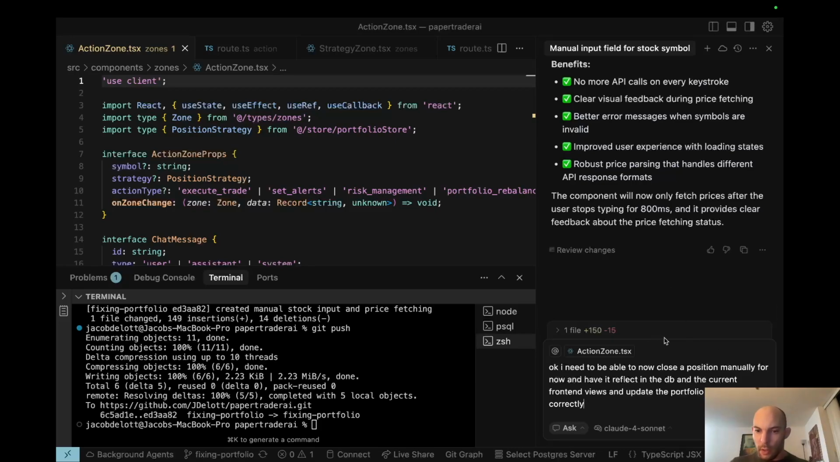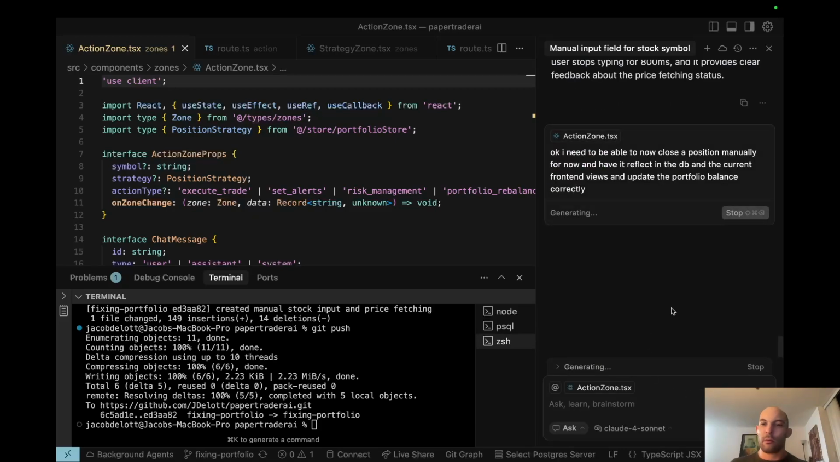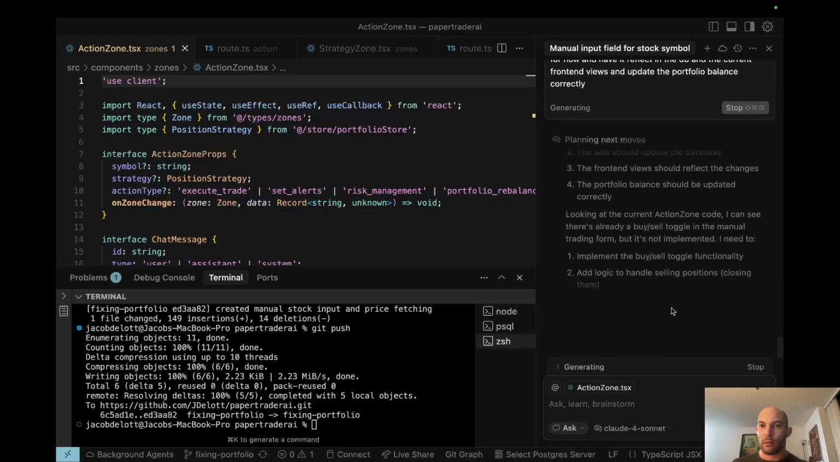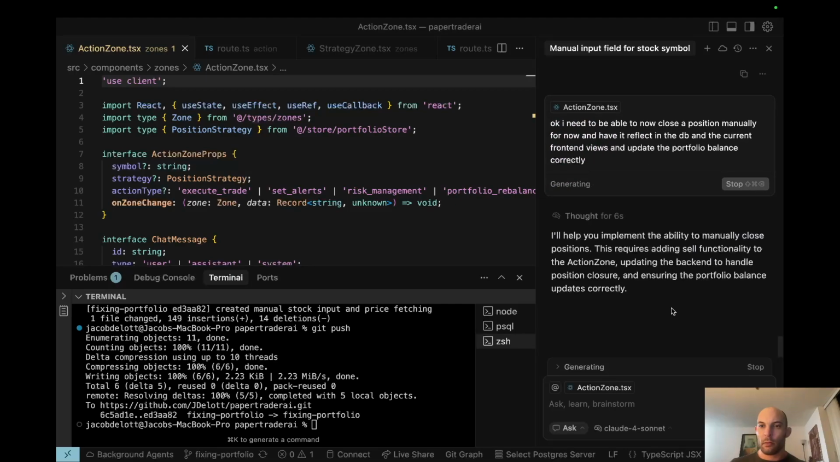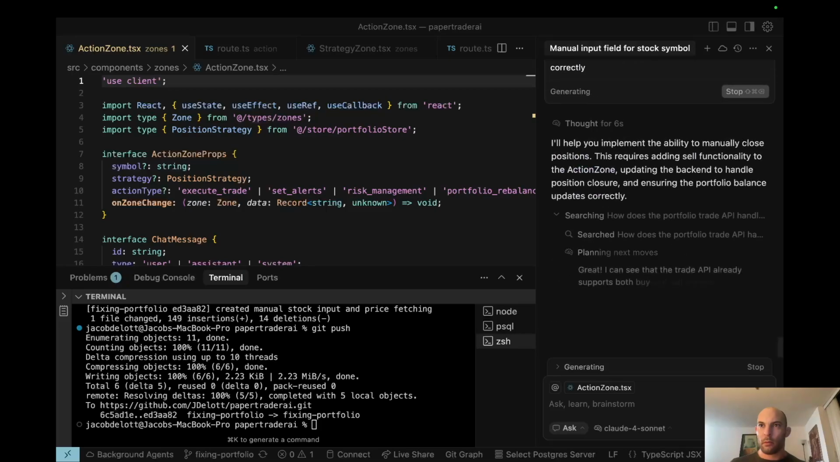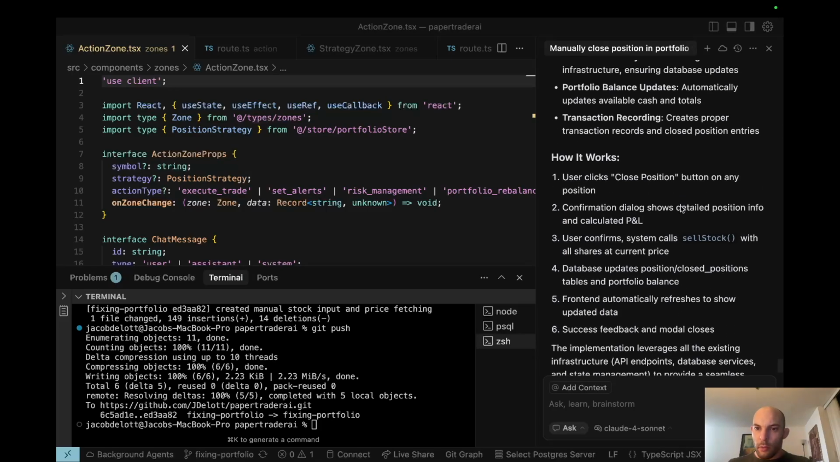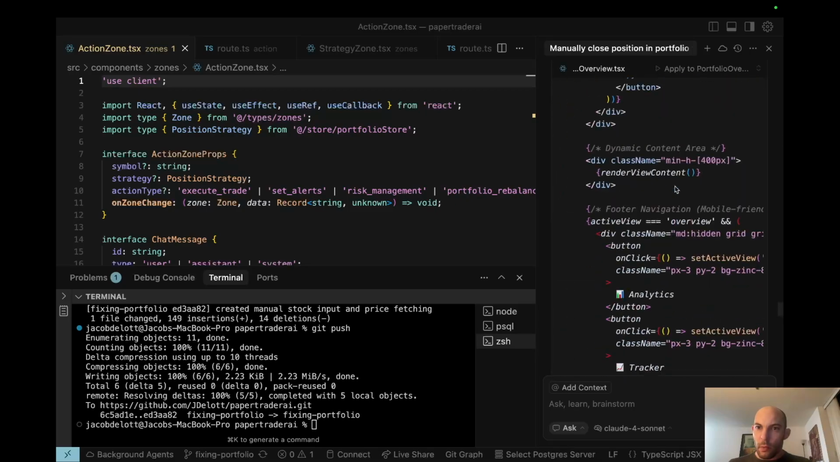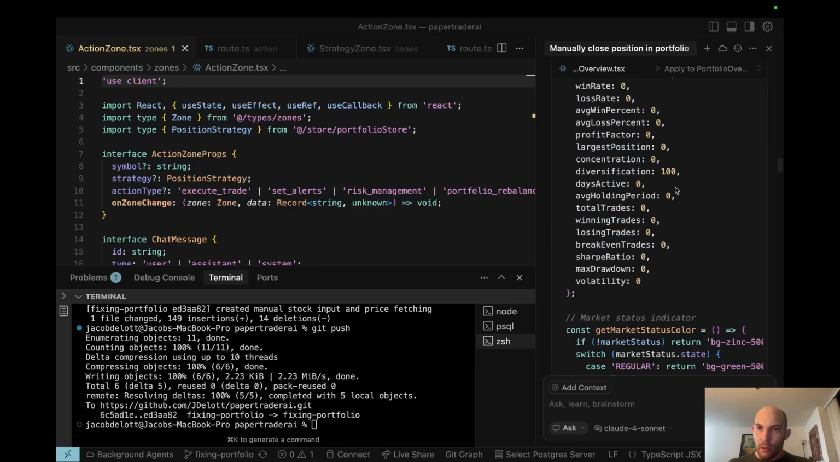Okay, let's see. So I need to be able to now close a position manually for now and have it reflect in the database and current front-end views and update the portfolio balance correctly. Let's see if we can do this moderately quickly. Okay, let's see what we get. We should have a close position button.